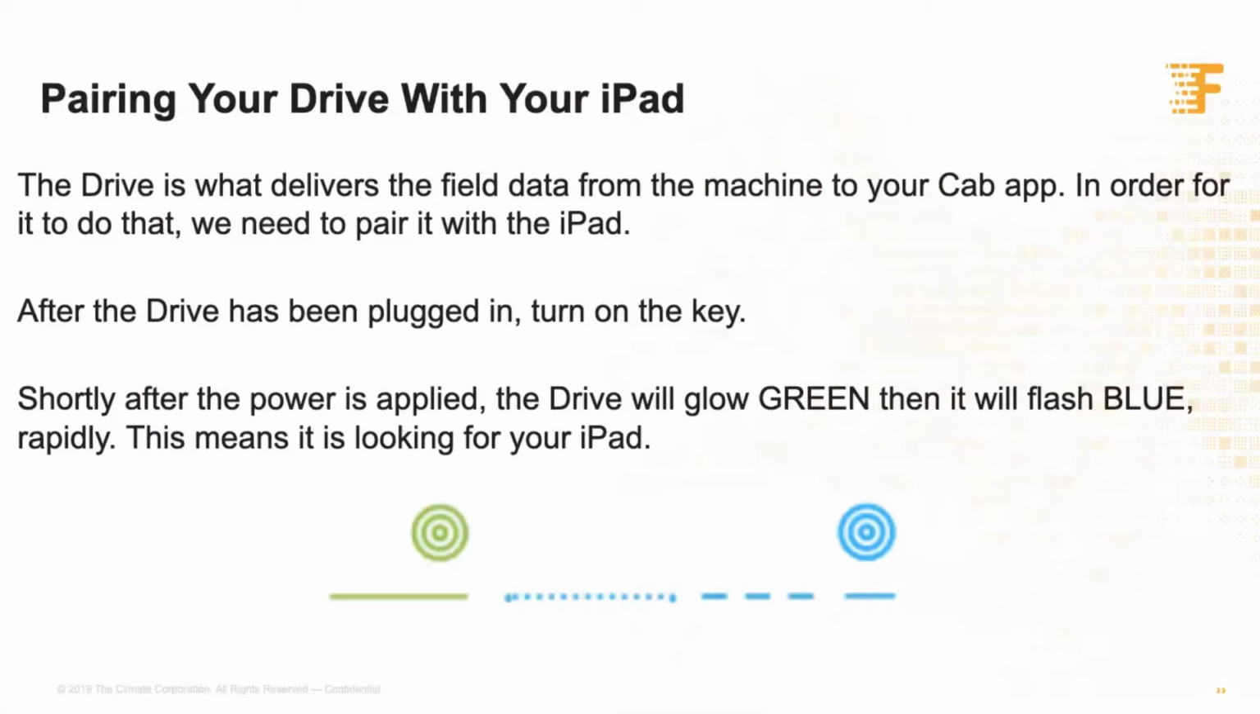In order for it to do that, it needs to be paired with the iPad. So we do that with Bluetooth. The first thing you would do is have your drive plugged in, turn on the key of the machine. The first thing you'll see is a green light on the drive, and that means that it's got power. What you should see right after that is that it immediately flashes blue rapidly. That means it's looking for your iPad. It's looking for a Bluetooth connection.